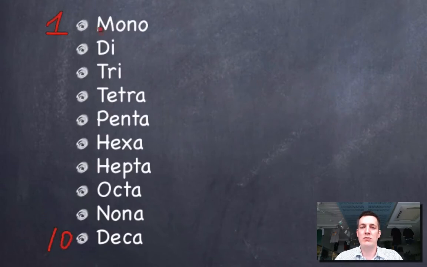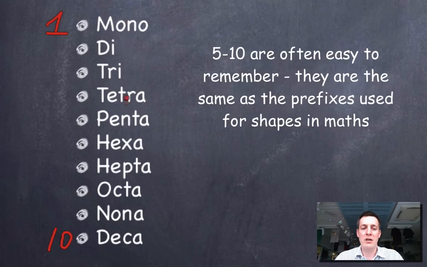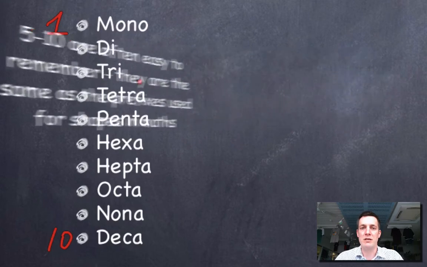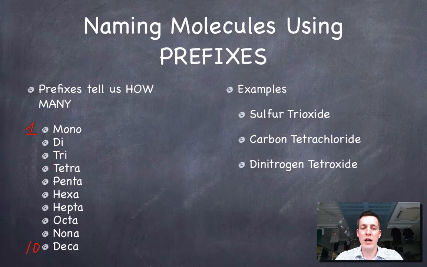They're important to remember, and for some reason people often get tetra wrong, I suppose because it doesn't sound like anything that you've dealt with to do with 4 perhaps. But the others make sense to people. Make sure you can remember these 10 prefixes. As I say, what these prefixes do is they tell us how many of each atom there is.